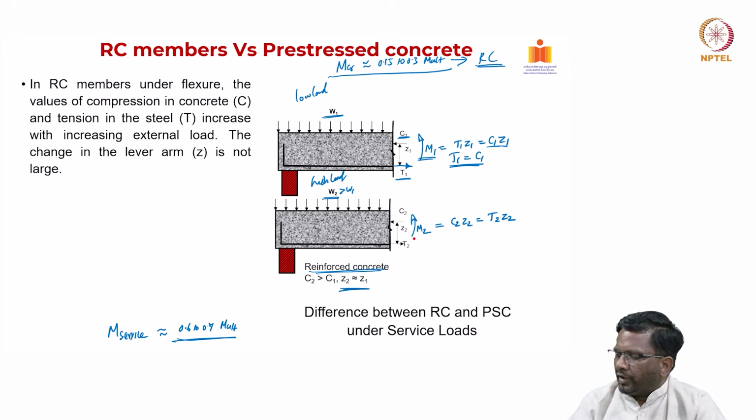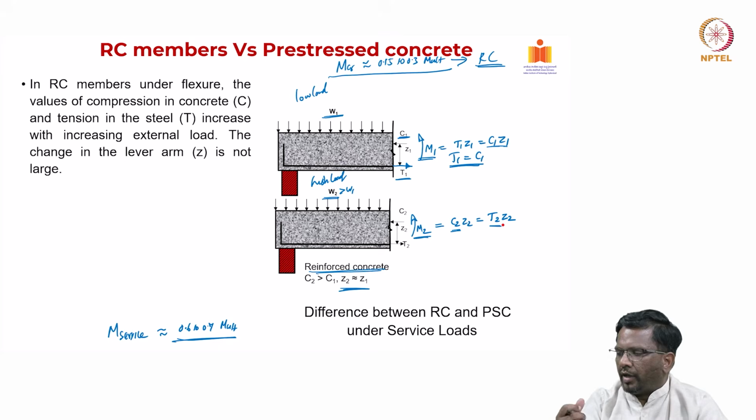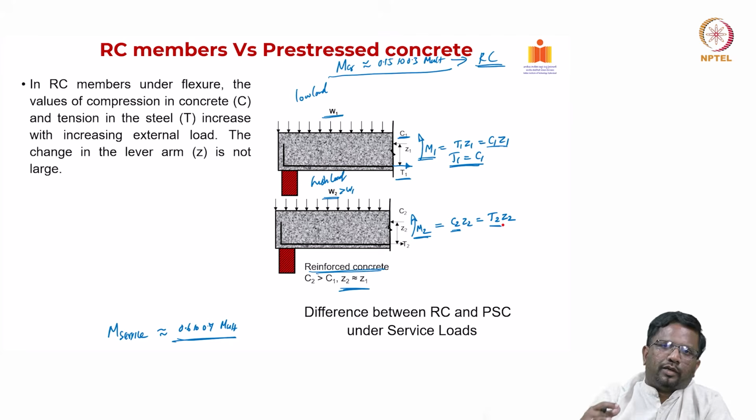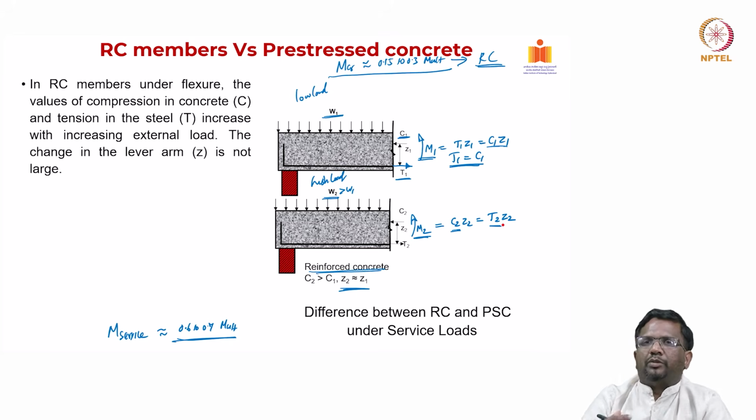Then for increased moment M2, how will I get my moment resistance? The forces have to increase. So moment resistance I can get from either an increase in force or an increase in lever arm. In a reinforced concrete, the lever arms do not change much because it is already cracked, and the moment resistance for the service load moments that are applied you get from an increase in your internal forces, right.